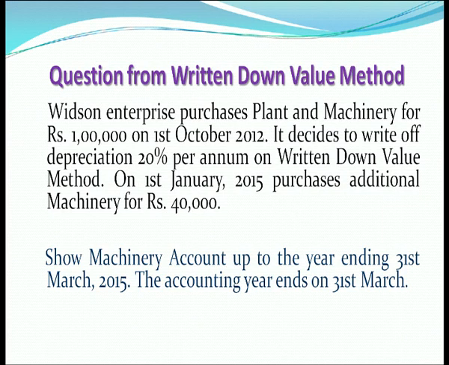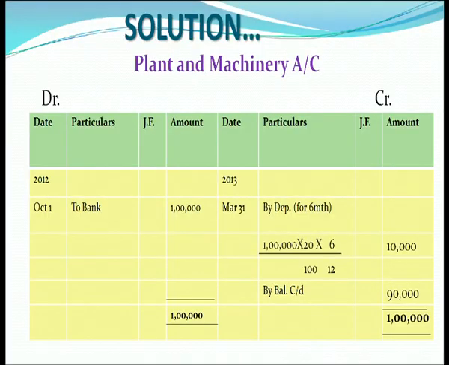We are required to prepare a machinery account up to the year ending 31st March 2015, and the accounting year here is taken from 1st April to 31st March. So, the depreciation is to be provided not on 31st December, but as per the accounting year which ends on 31st March. So, again we see how the plant and machinery account would be prepared. So, on October 1st 2012, you are procuring the machinery for rupees 1 lakh. So, the entry becomes machinery account debited to bank account for 1 lakh rupees.